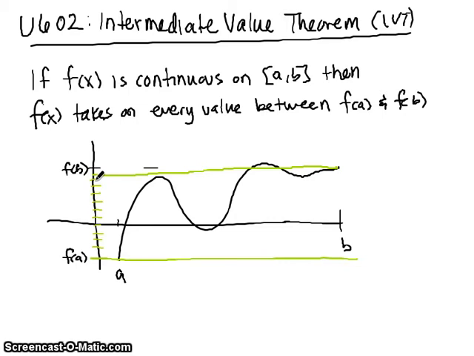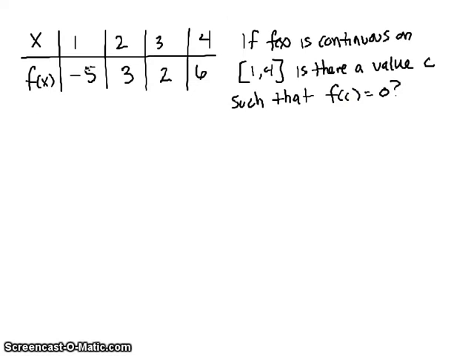This is more than likely going to show up on a free response question. So we'll take a look at how you're going to see it and talk about the verbiage that you're going to need to use to answer your free response question properly. Alright, so you're more than likely going to see your IVT on a question like this. We have a table of values, and the question would be something like: if f of x is continuous on the interval 1 to 4, is there a value c such that f of c equals 0? So what this is saying is we have some function and we want to know, is that function ever 0?